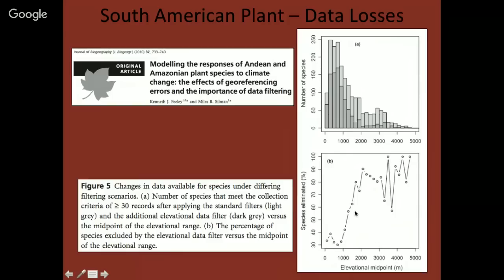And then also we can see the number of species eliminated. And so we're losing huge numbers of species from the analysis.